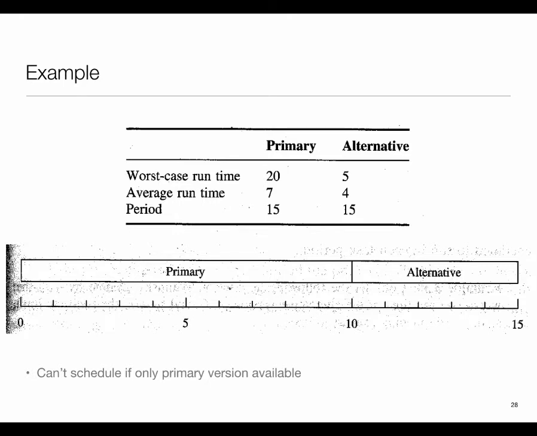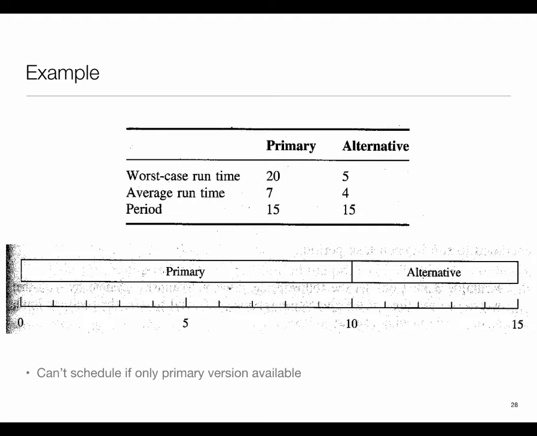So I have a primary version of the task, high quality. I have an alternative version of the task, which is lower quality and gives me an approximate result. Worst case execution time is 20 here, 5 here. Average runtime is 7 and 4. Periods are the same. These are basically two versions of the same task. And the idea in this case is that at some stage I start running, and the deadline is the same as the period. So my deadline is 15.